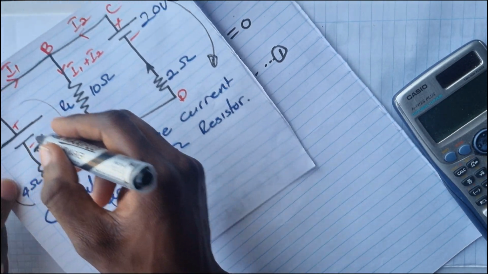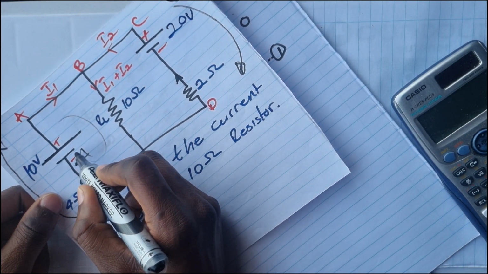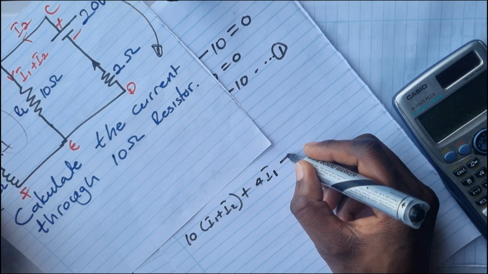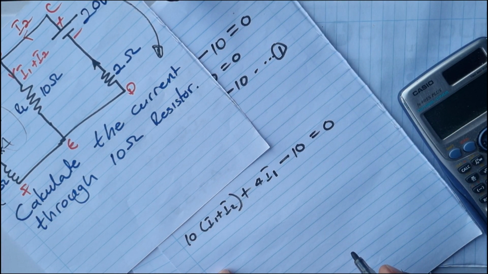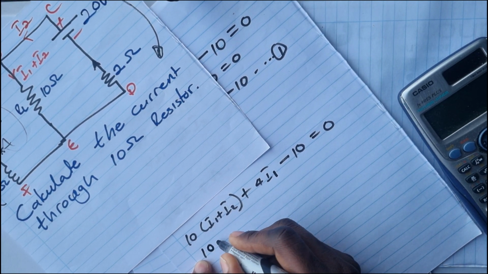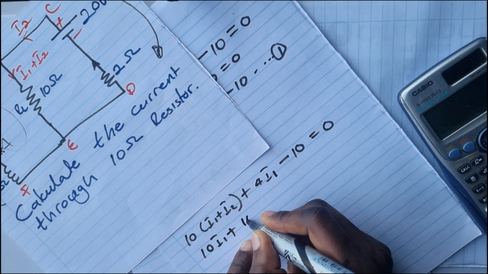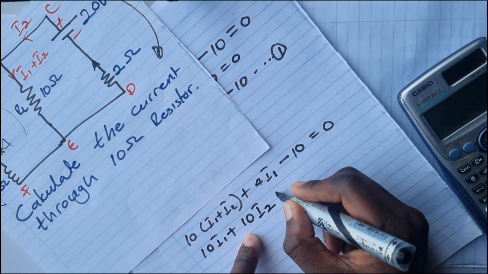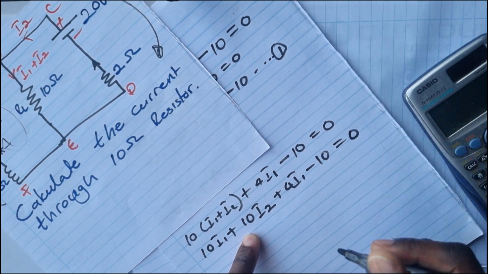And then we're going to have a voltage here, and we're going to take the sign of the voltage. Then it's going to be minus 10, it's equal to 0. And then we are going to simplify. If we are simplifying, it's going to be 10 I1 plus 10 I2 plus 4 I1 minus 10 is equal to 0.